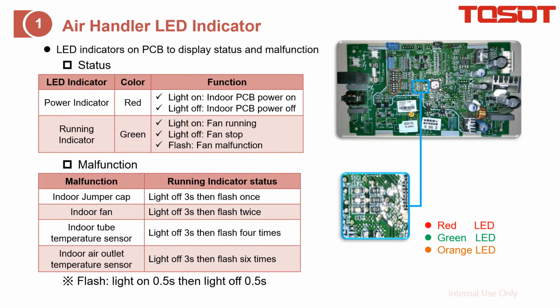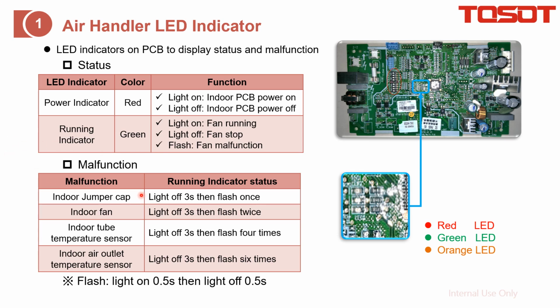For the air handler, we apply the LED blinking, which is the traditional measure to display the status or the error codes. First, you need to find out where the LED is, and then from the color, you can indicate different meanings. And I just put the information here for your reference. For the power, it is red, and for the running, it is green. Also light on, light off, and also the flash with different meanings.